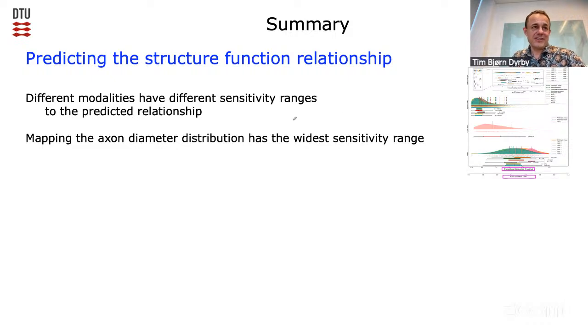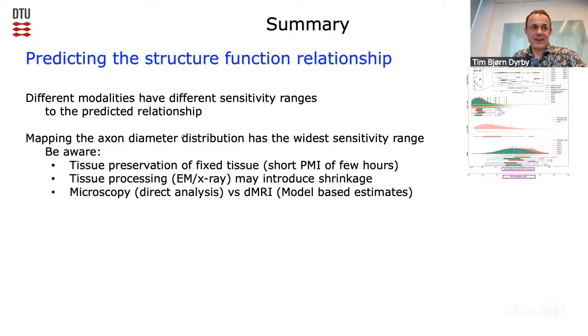What we can see is that the axon diameter distribution is the one that actually covers the whole range of what we could expect the conduction velocities to be. But what we need to be aware of here is that we need to ensure that the tissue quality is high, and that the tissue processing sometimes may introduce a shrinkage factor.